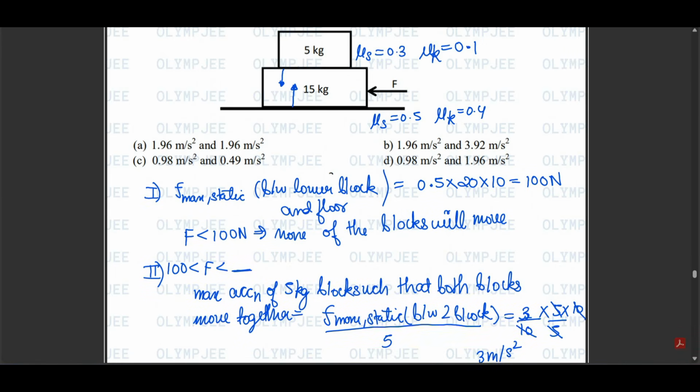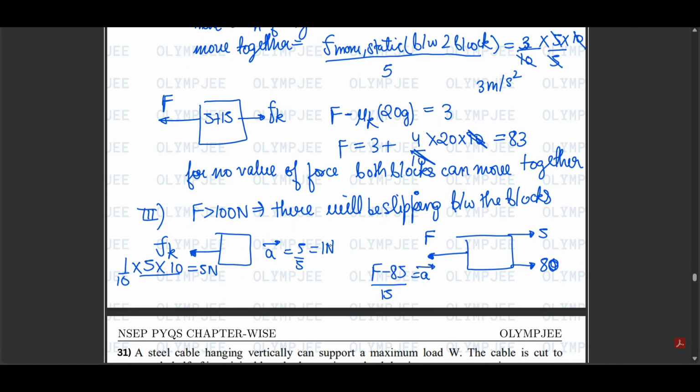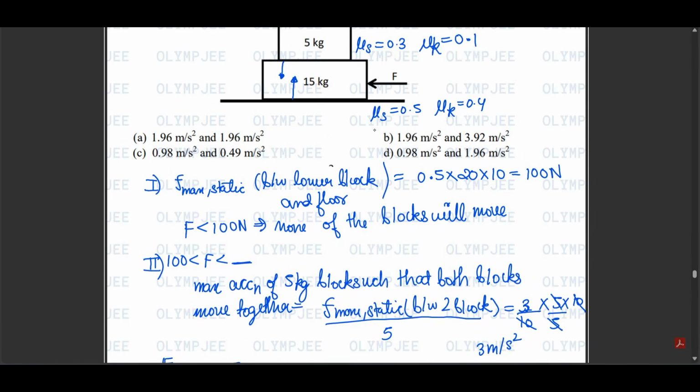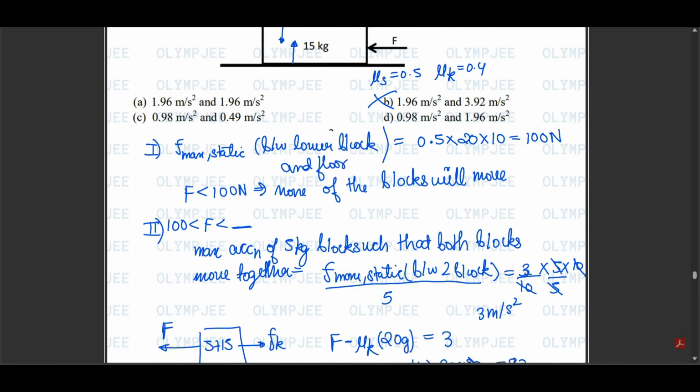Oh, sorry, 1 meter per second square. So this is wrong because this is greater than 1 and this is approximately equal to 1. So C and D can be the answer. Now we'll check for 0.49 and 1.96.